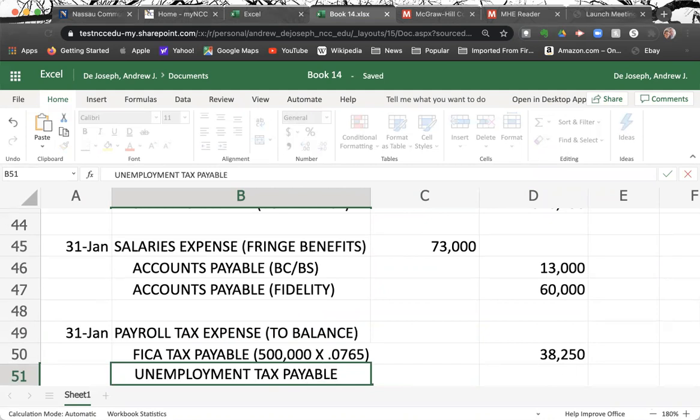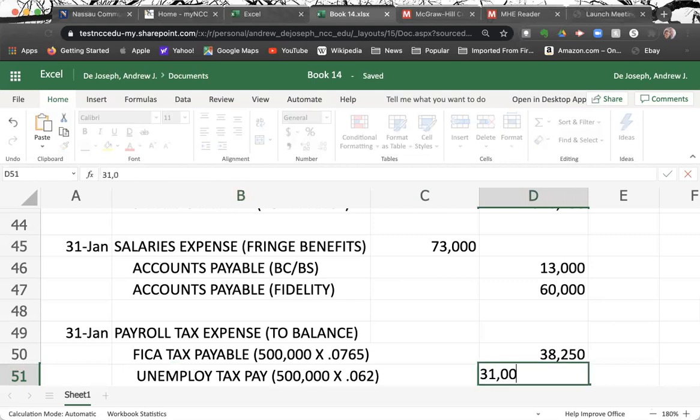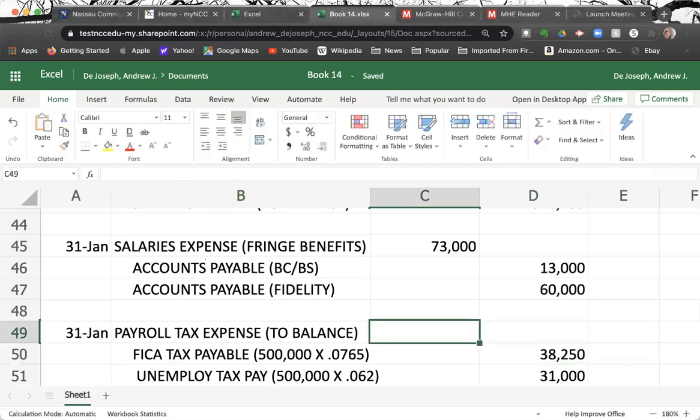Right. And how do we get the unemployment tax payable? Let me abbreviate so I can squeeze the calculation in here. It was 500,000 times 0.062. So how much is the payroll tax expense? We have to add the two together, right? Which comes out to 69,250.